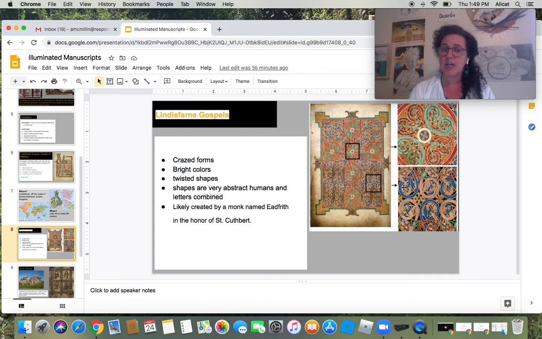Here's a carpet page within the Lindisfarne Gospels. Look how beautiful that is. This is a detail here, so you can just see how gorgeous and how much time that would have taken an individual person, which in this case might have just been one person, a monk named Eadfrith, in honor of St. Cuthbert. So in this case, we might know. But you can see there's crazed forms, bright colors, all these twisting shapes. And there are some abstract humans combined with letters, I guess, if you know where to look. And I can't point any out to you here. Maybe this is a snake or something, but they're hard to see. It's more abstract and geometric.